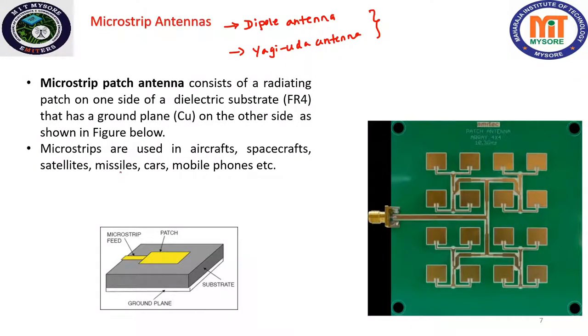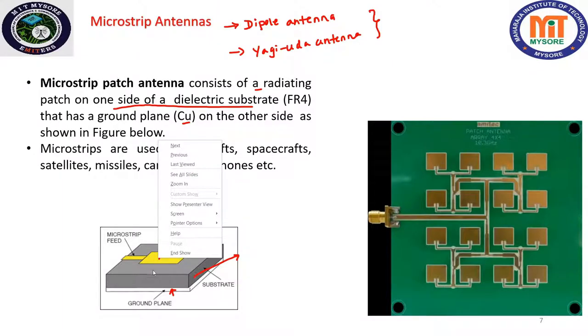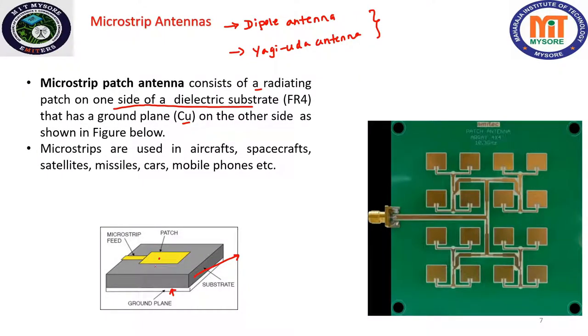So what is a microstrip or patch antenna? A microstrip patch antenna consists of a radiating patch on one side of a dielectric substrate, which is usually FR4, that has a ground plane of Cu on the other side as shown in the figure below. You can see in this figure, this is the ground plane, this is the substrate, whereas this is the microstrip patch. Patch means it is just a strip, fabricated on a PCB board, which you can see over here.